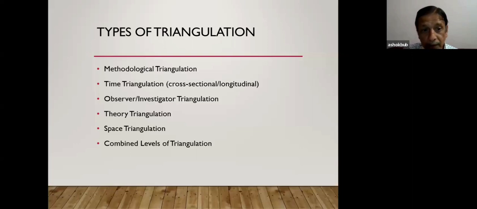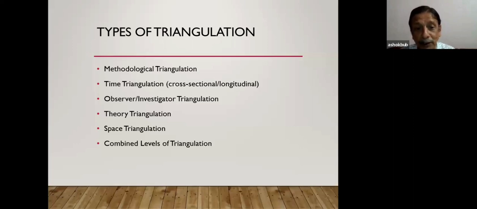The next you have, for example, theory triangulation. Now, with regard to a particular phenomenon, I was giving the example of poverty. There are sociological theories, economic theories, political theories, and psychological or behavioral theories. So there are different theories on a particular phenomenon, as I told you, poverty itself.